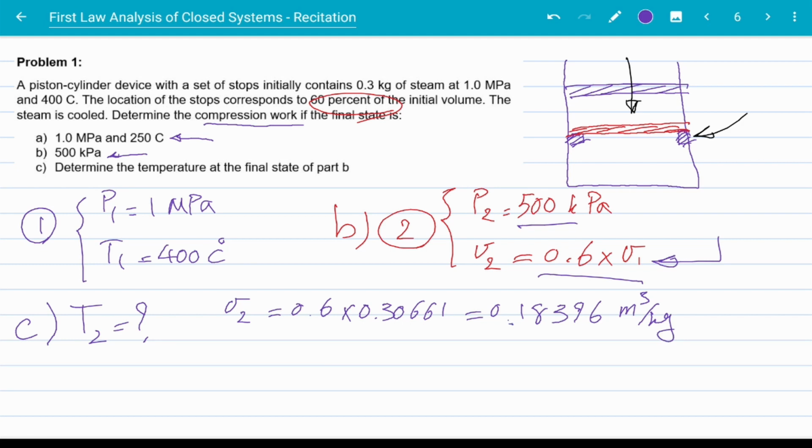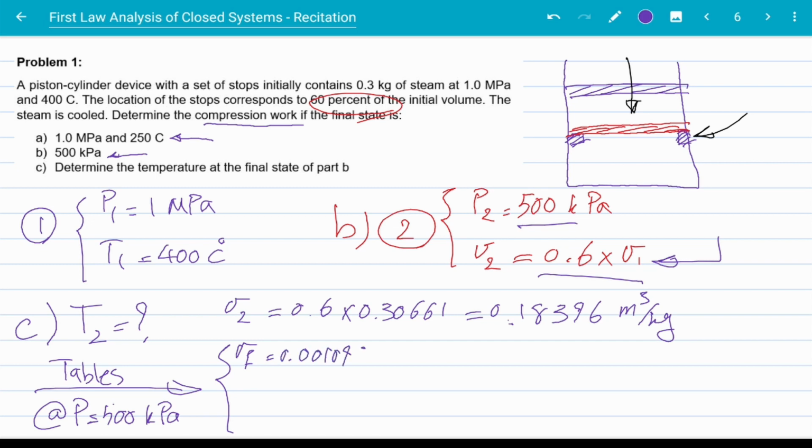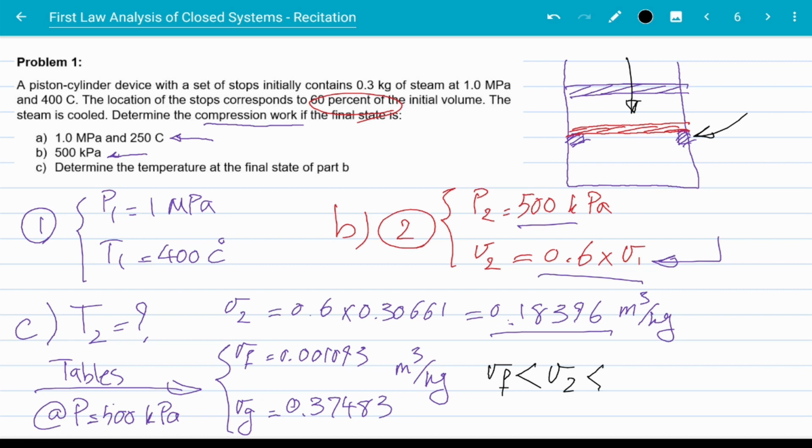Now, I have the specific volume and I have the pressure. What I need to do is go check the tables. So I'm going to check the tables at the pressure of 500 kilopascals and read the specific volume for saturated liquid and the specific volume for saturated steam. So the liquid is 0.00193. Specific volume for saturated steam is 0.37483, both in meters cubed per kilogram. Our specific volume is larger than the specific volume of saturated liquid, but smaller than the saturated vapor specific volume. So this means we are inside the saturation dome. It means that we are dealing with a saturated mixture.